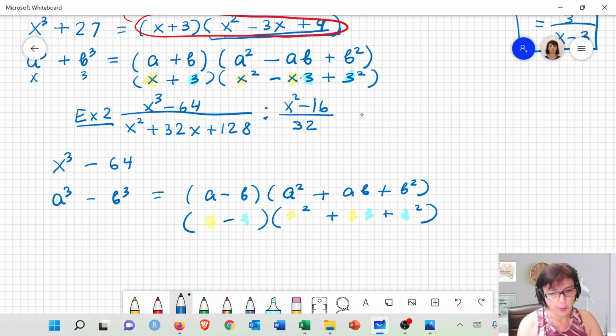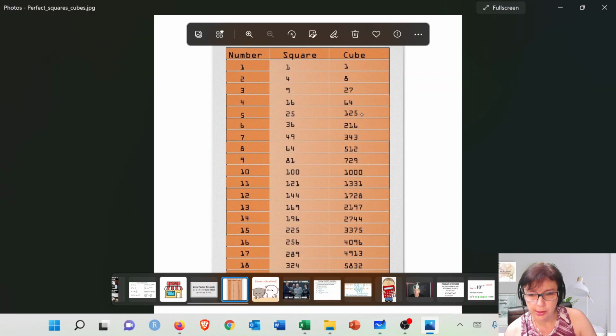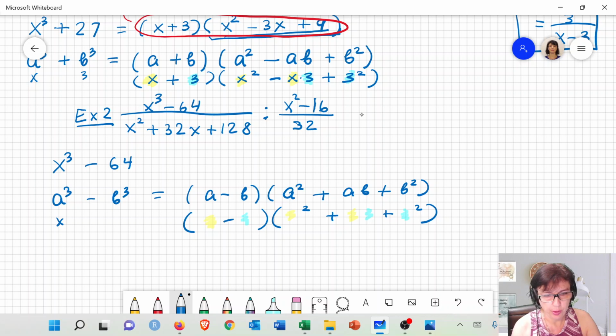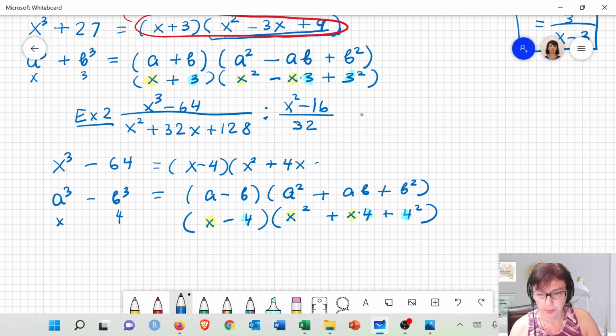Okay. So pretty easy to understand that a is going to be x and 64 is the cube of what? Well, 64 is the cube of 4. All right. So what do I get? So instead of yellow, I put x. Instead of blue, I put 4. 4, 4, 4. Okay, so this is going to be x minus 4, x squared plus 4x, and then plus 16. Okay, so I factored that.